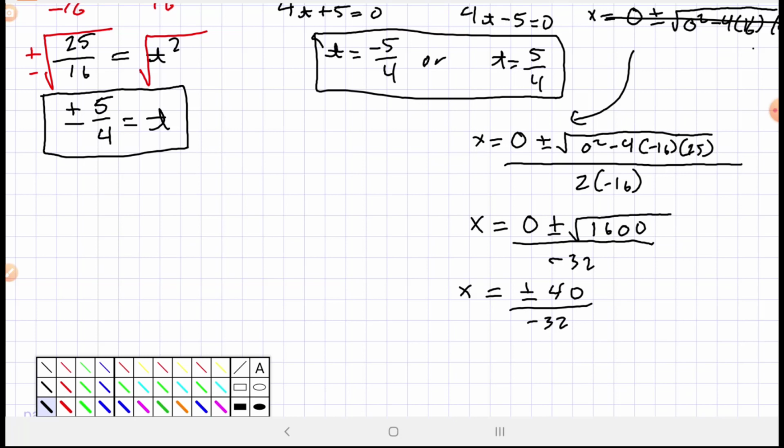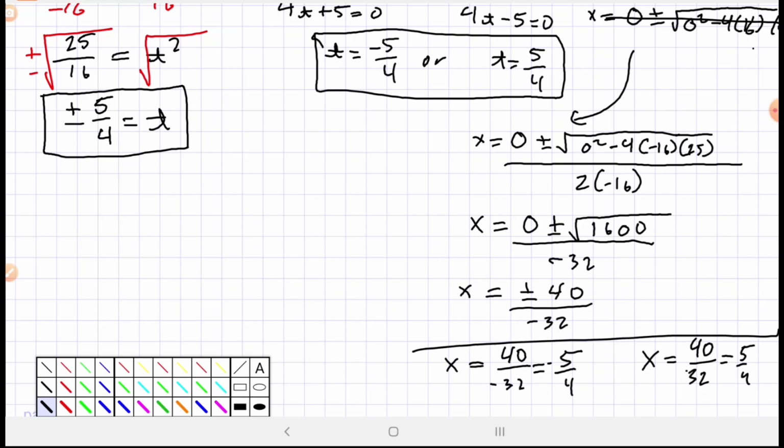So what you'll notice is that you have 40 over negative 32, and my other answer is 40 over positive 32. But if you simplify this, dividing by 8 on numerator and denominator, you're going to get negative 5/4. Divide this one, and you'll get positive 5/4. So what you should notice is that for each one of these problems, it doesn't matter how you solved it, you could have used the quadratic formula.